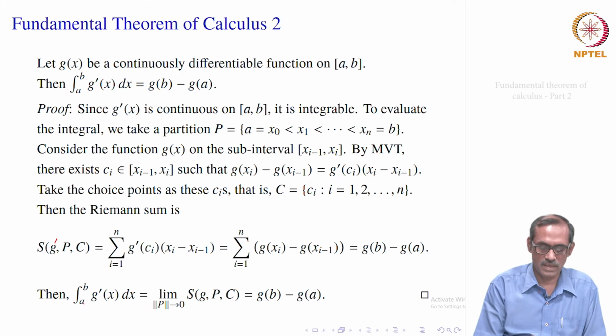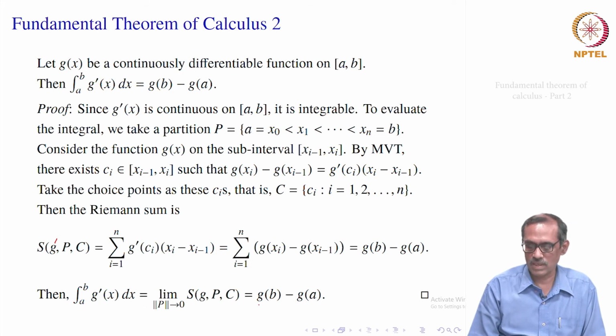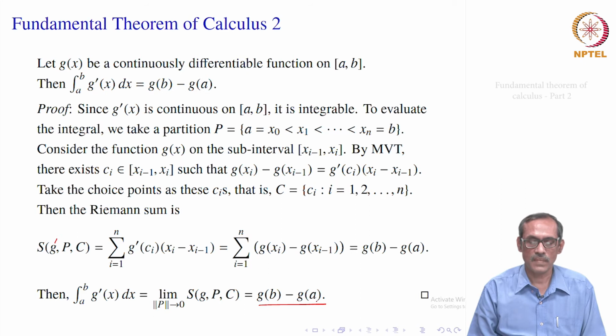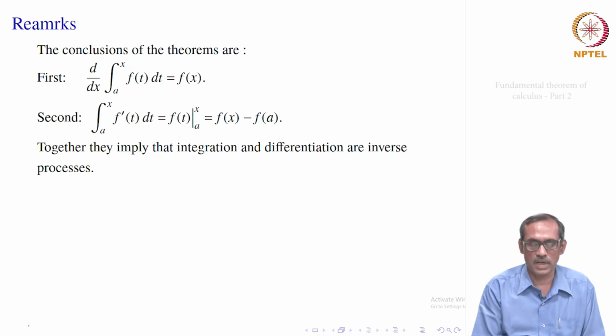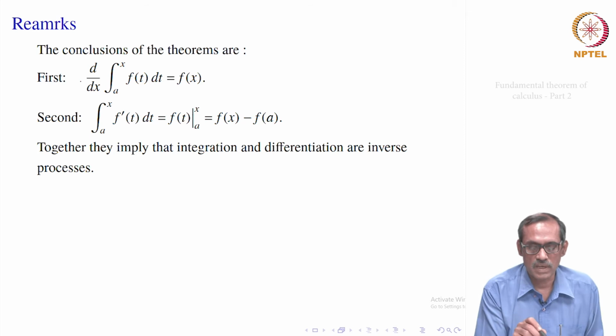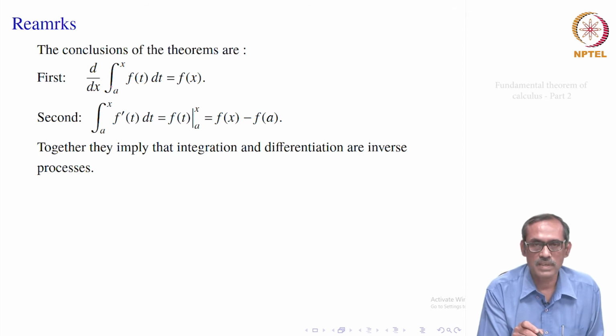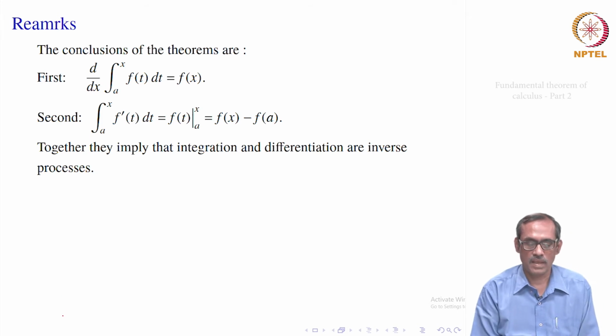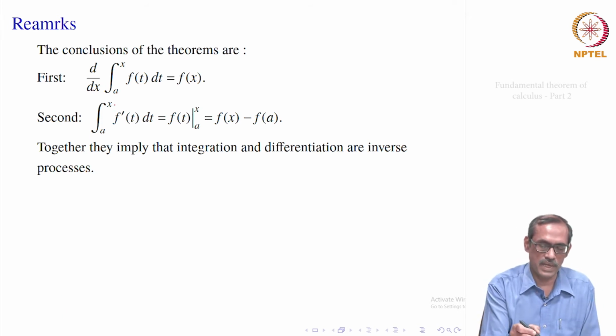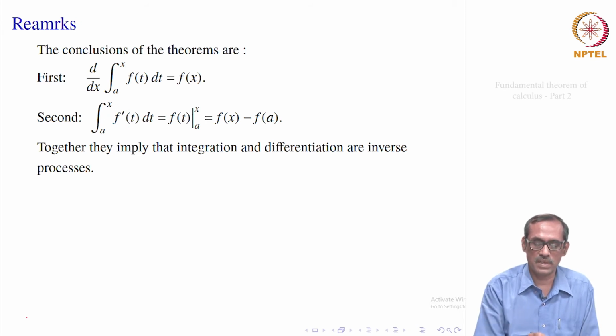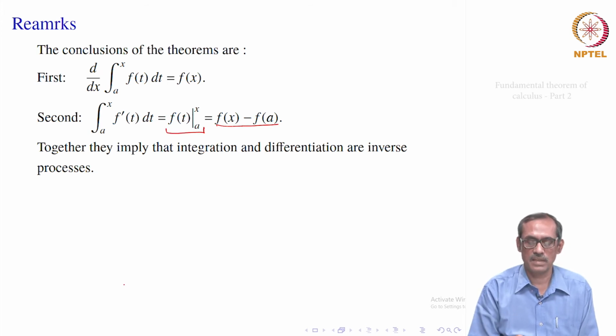So, the proof ends here that the integral from a to b of G prime x dx equals G(b) minus G(a). So, let us see in total what we have done. The conclusions of the theorems tell that the first theorem says the derivative of the integral from a to x of f(t) dt equals f(x). And the second one, now instead of b, we take the closed interval a to x, and there we are thinking of this f prime. So, the integral from a to x of f prime t dt equals f(x) minus f(a), which we also write this way, it helps in computing the integral.